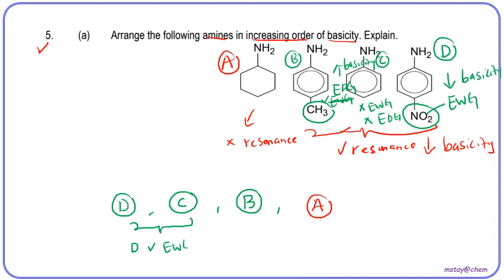of EWG. Okay, and then you explain relating to the electron density. I will not explain more details here. Then in between C and B, B consists of EDG, so you will be comparing. Another pair here will be B and A. When comparing B and A, it is very obvious that B consists of resonance effect.